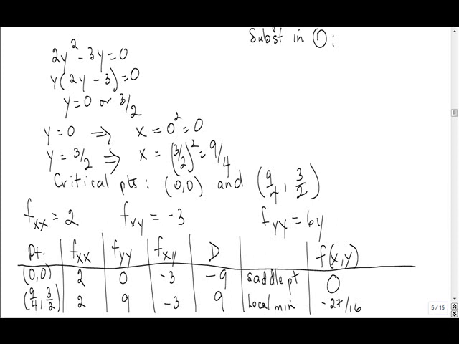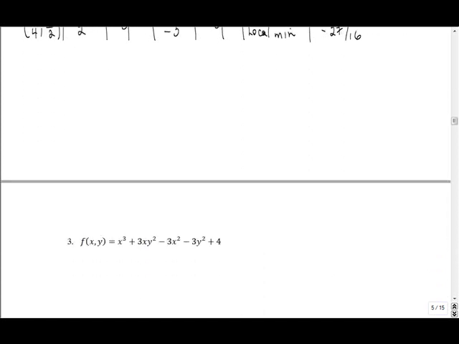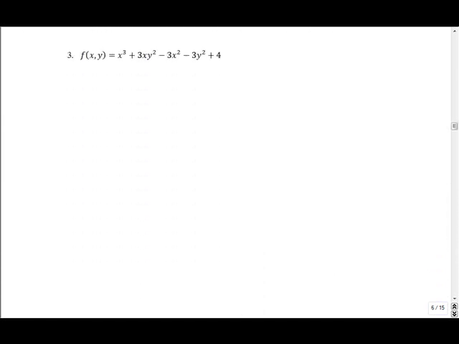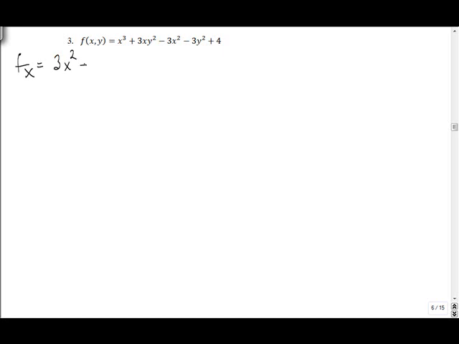Okay, let's move on. Number 3. We're doing the same thing. Let's go. Somebody give me the partial of f with respect to x, please. One person. Let's do it. 3 what? Good. Put this equal to 0.